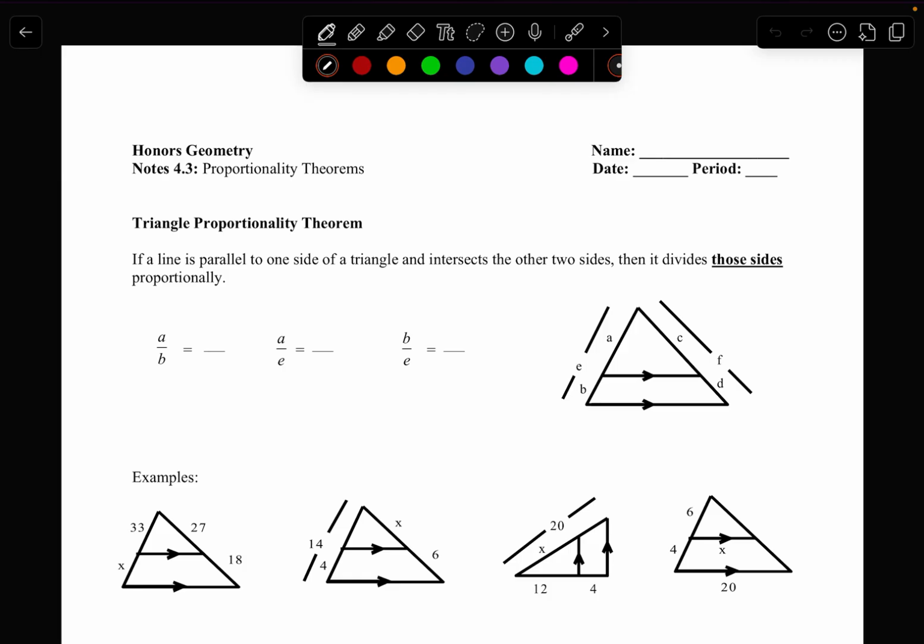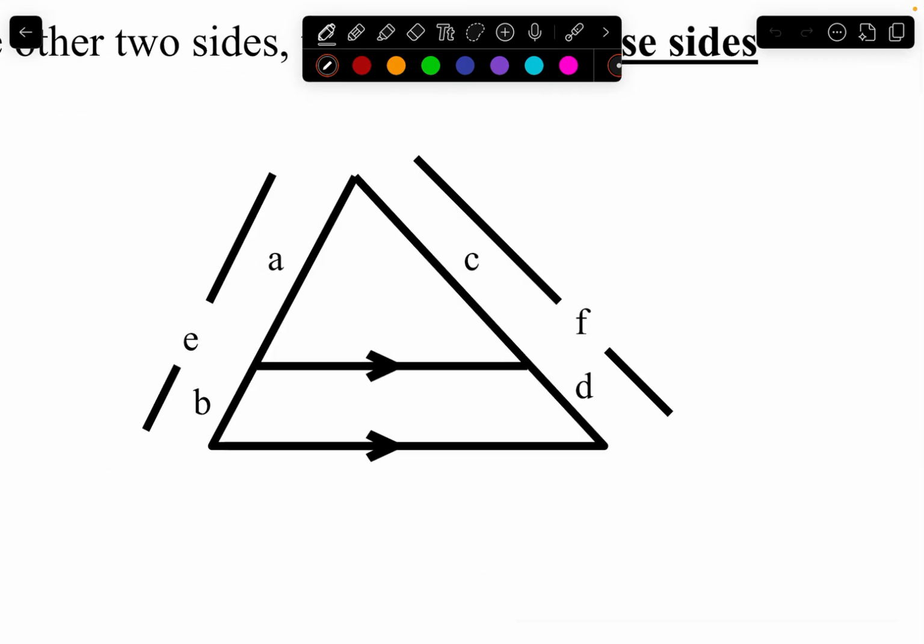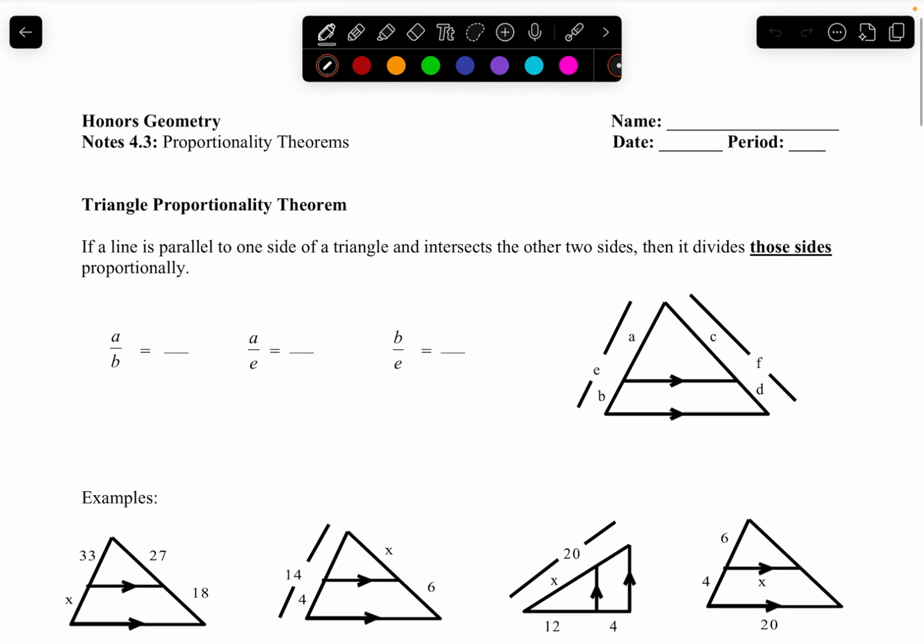Okay, so the triangle proportionality theorem states, if a line is parallel to one side of a triangle and intersects the other two sides, then it divides those sides proportionally, okay? So because I have this image here of a triangle that has two sides that are parallel, and that innermost side is intersecting both the right and the left side of the triangle, we know that all of our sides are now divided proportionally, okay?